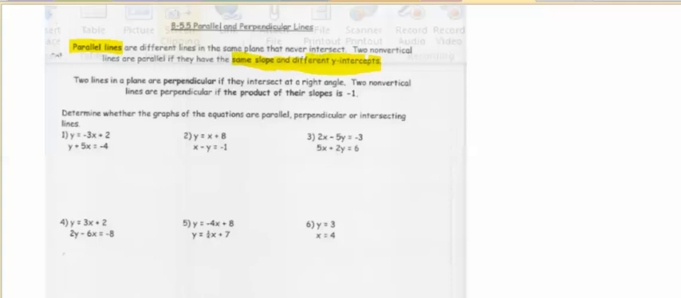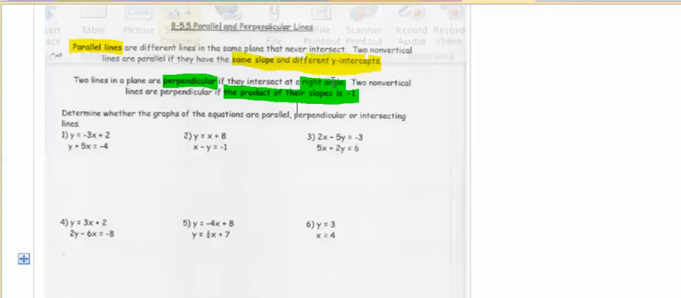Okay, two lines in a plane are perpendicular if they intersect at right angles. So perpendicular lines, they intersect at right angles. Two non-vertical lines are perpendicular if the product of their slopes is -1. So this is the important part. The product of their slopes is -1, and they will make right angles. Okay, so those are the important parts of that definition I want you to highlight.